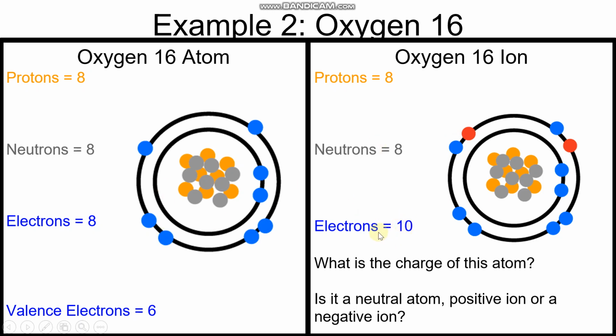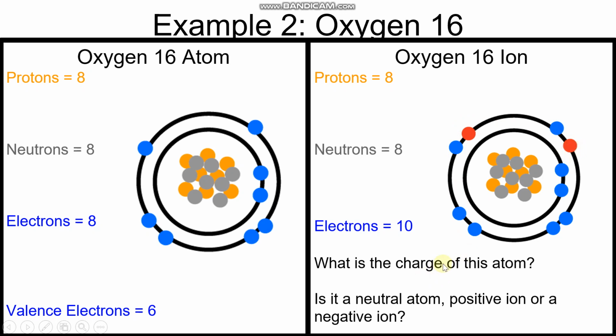And so we say that our final count for electrons is going to be 10. 2 in that inner shell, that one didn't change. And now we have 1, 2, 3, 4, 5, 6, 7, 8 electrons in that outer orbital.